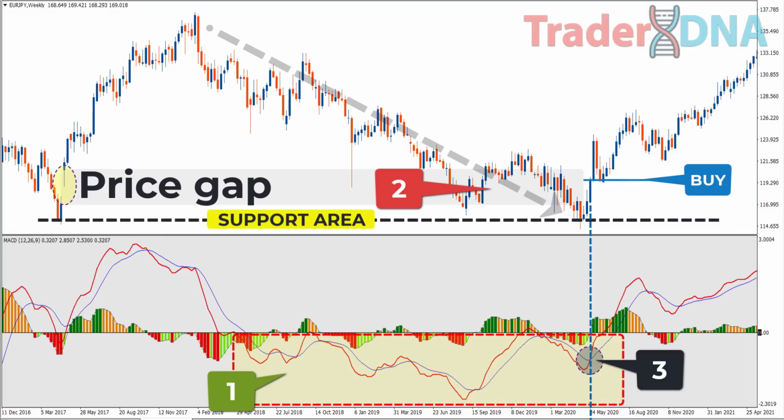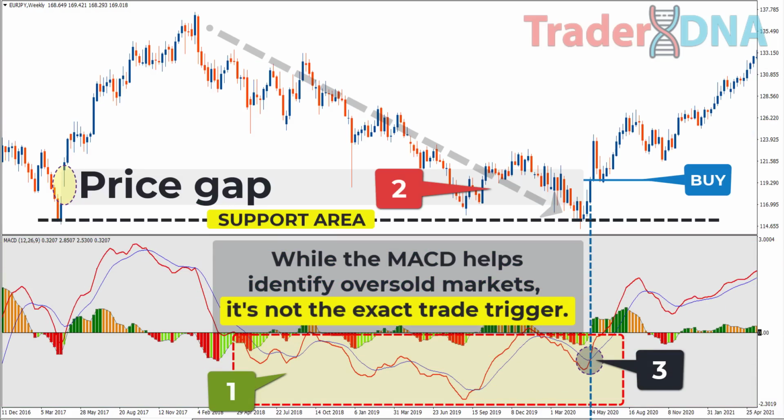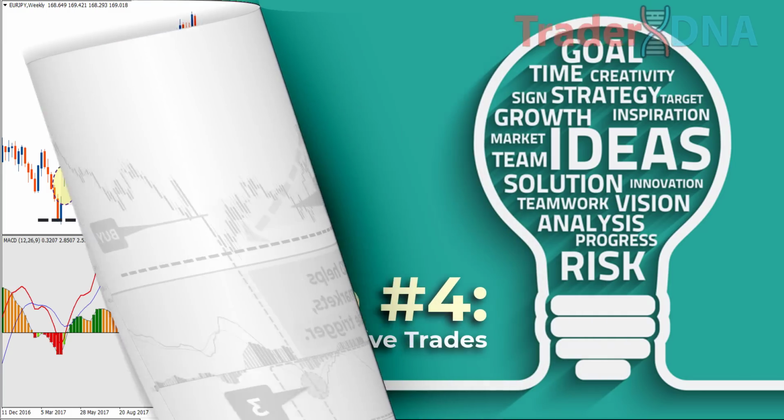There are two important lessons from this example. Firstly, you can utilize the MACD trade signal to confirm a price action formation, such as the bounce from gap support, and vice versa. Secondly, you can seek earlier entries through price action analysis once the MACD crosses the zero line. While the MACD helps identify oversold markets, it's not the exact trade trigger. A nimble approach like this can lead to better entry points, especially for price action traders.